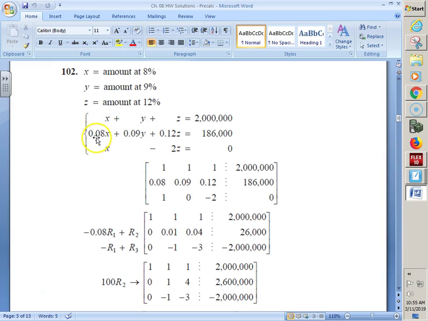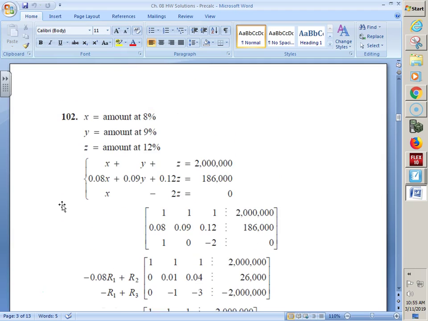But if you were trying to do this by hand, if I were you, I would have multiplied each of these decimals by 100 and gotten rid of all those decimal places. You would have gotten 8x plus 9y plus 12z is 18,600,000. And then you could have done row echelon form. But you had to use the words.